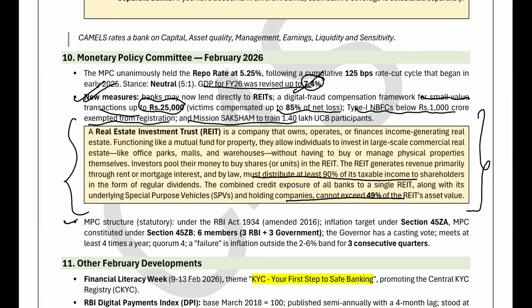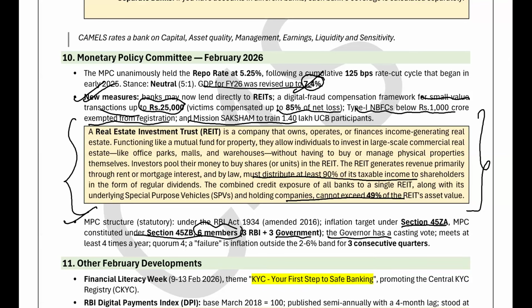So MPC क्या है? It is a statutory structure under the RBI Act of 1934 amendment. एक और important point है, which section के अंदर आता है? Section 45ZA, याद रखना. MPC constituted under section 45ZA. कितने members होते हैं? 6 members, 3 from RBI and 3 from government. ठीक है?